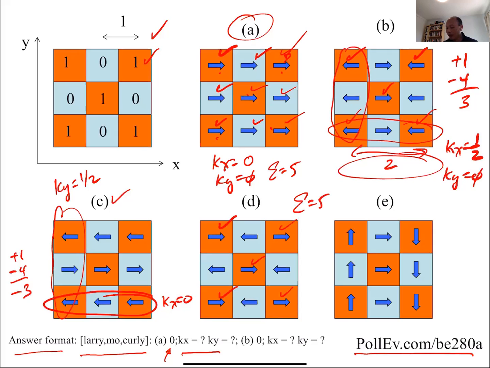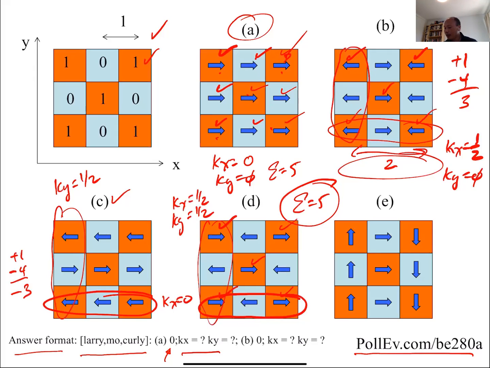And here I have spatial variation this way, right? So that's kx equals 1/2. And we also have spatial variation in the y direction. So also ky is equal to 1/2. And so that sort of makes sense. This is sort of a diagonal pattern of the spins. My object is somewhat diagonal. And so the fact that I have a larger sum makes sense, right?